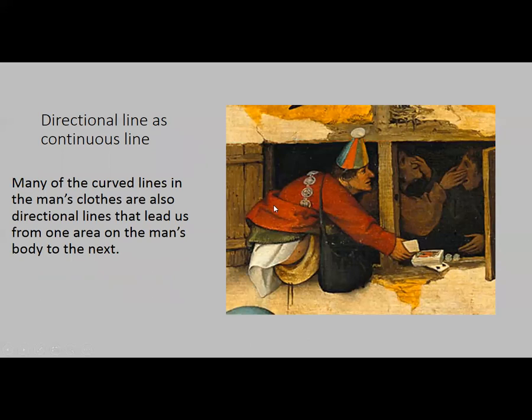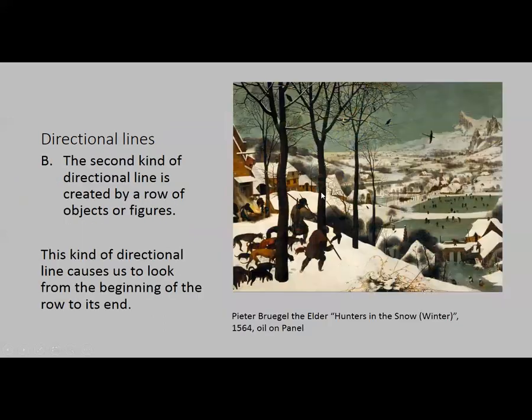So there's also these curved lines. Don't go down to this one, it's kind of dirty. There's these curved lines in this man's clothes. There are also directional lines that start in one area and curve around until they run into or are overlapped by something else, which causes us to look from the beginning of the curve till where it either runs into something else or is overlapped by something else.